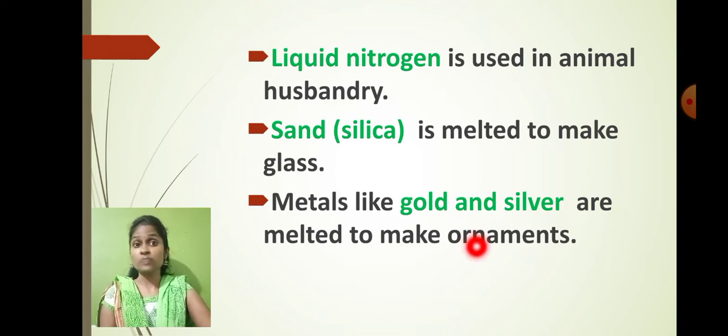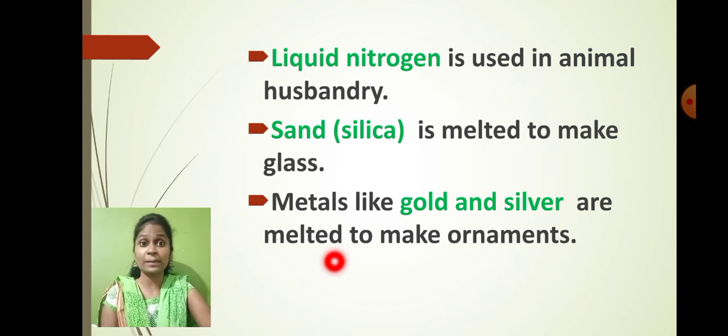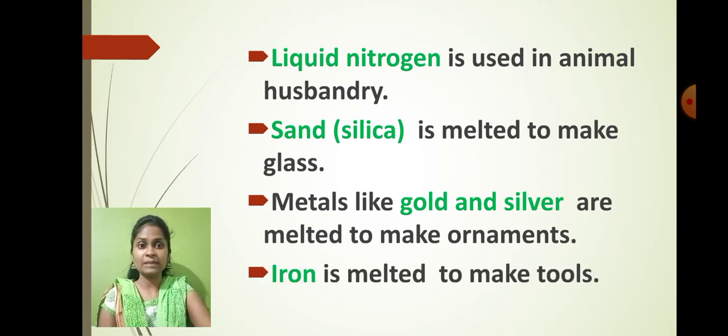So while making jewelry, the gold and silver have to be melted to give them the proper shape and design. We want a particular design of ornament, right? So to give design to that ornament or jewelry, metals like gold and silver have to be melted. Are you getting my point over here, student?